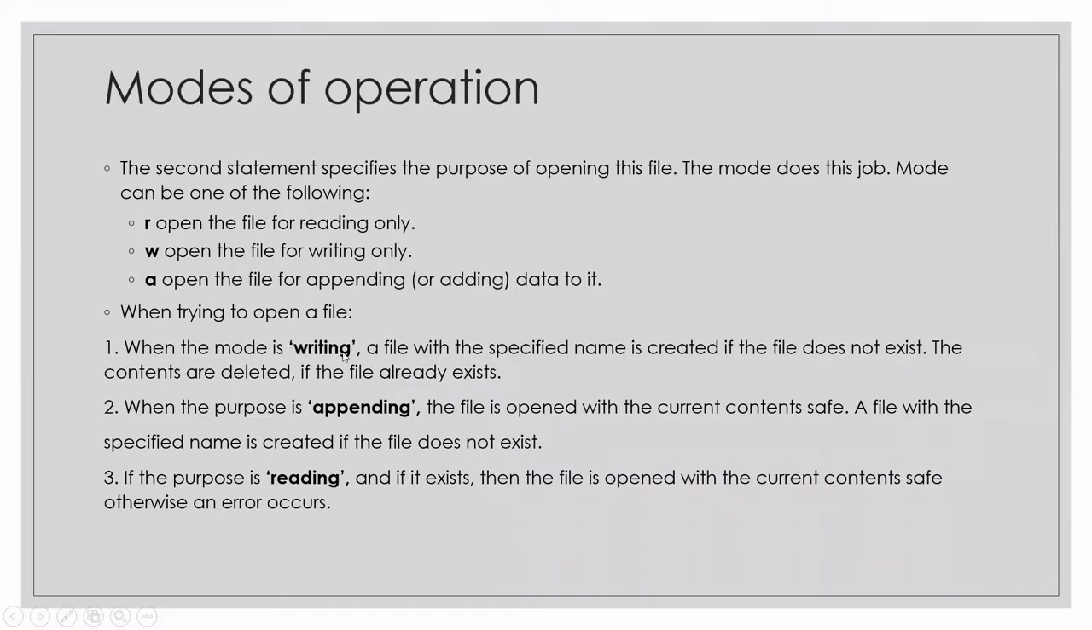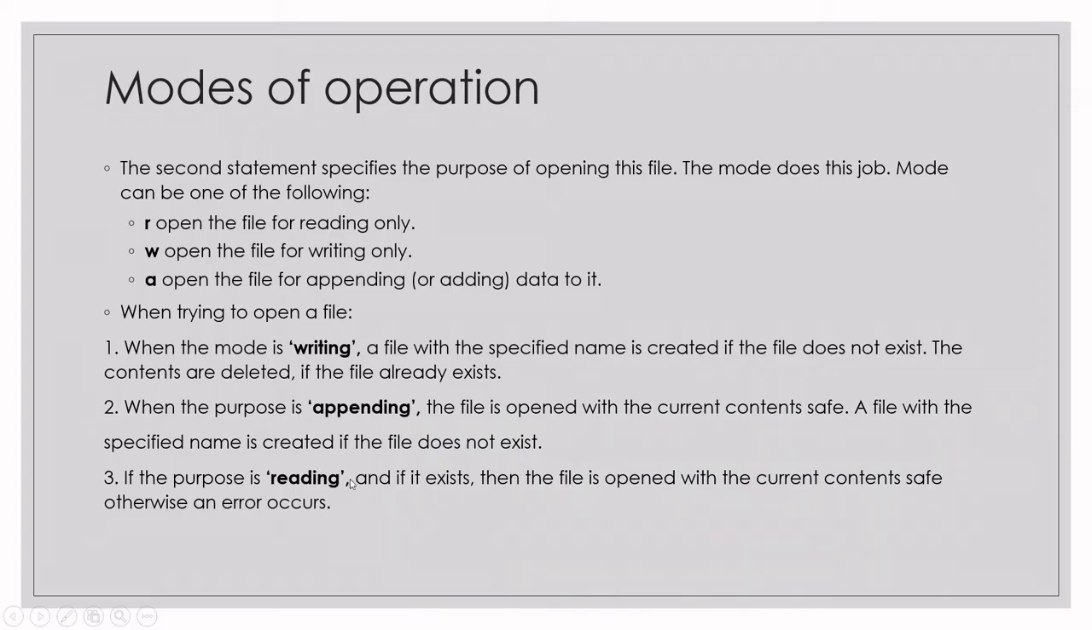When the mode is writing, a file with the specified name is created if the file does not exist. So there are two options. When we try to open a file in write mode, either there will be a file with the same name. If that is the case, that content will be deleted and the new data that we are going to give will be written in that file. If that file is not existing, it won't give an error. Instead, it will create a new file with that name. In appending, the file is opened with the current content saved. So if we need to modify or add data, instead of writing, we should give the mode appending.